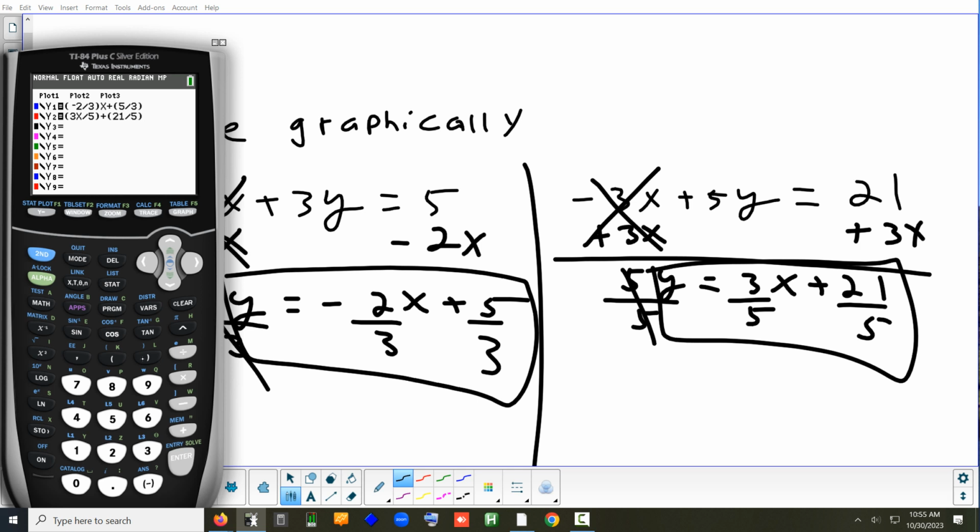Okay, so the left side, I put the x on the outside of the parentheses. On the right side, I put it in the top. What you don't want to do is put it in the bottom. You can't put the x in the bottom. All right, and then let's do zoom 6. These are lines with different slopes, so we know that they can only cross once.